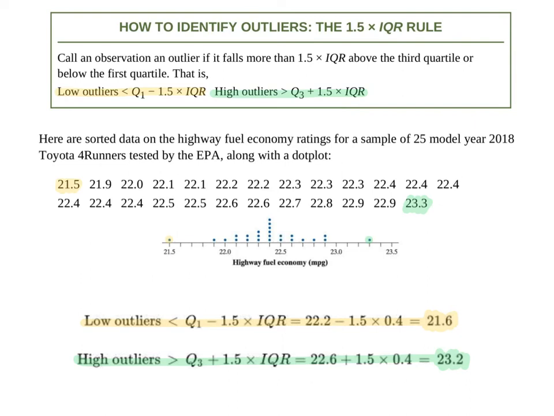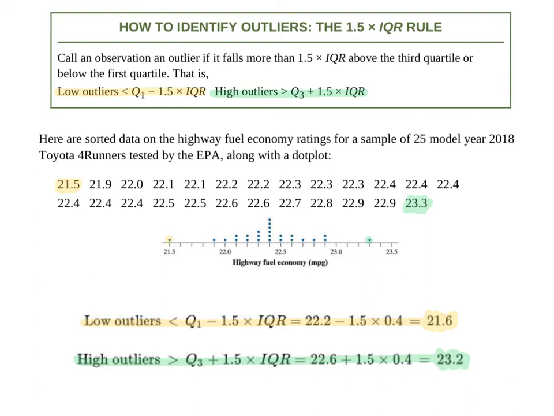So if you remember back a couple videos to the EPA surveying a sample of 25 model year 2018 Toyota 4Runners to test the highway fuel economy in MPGs. We had this value over here, and we have this value over here. They look like outliers, and here's how we can mathematically figure it out. So we're going to test these two things.